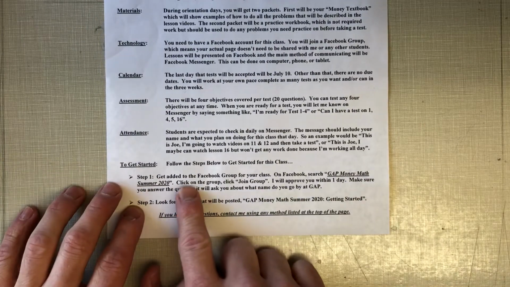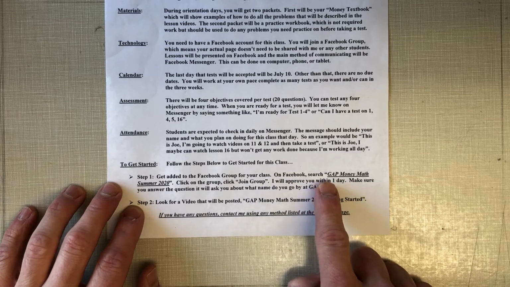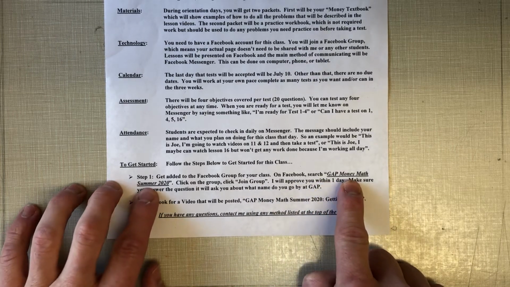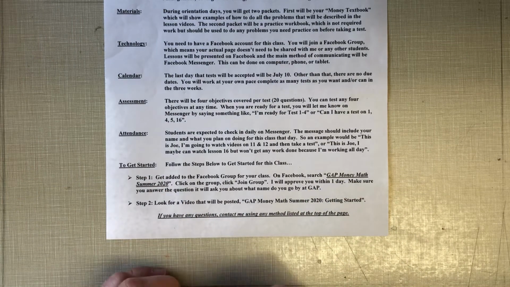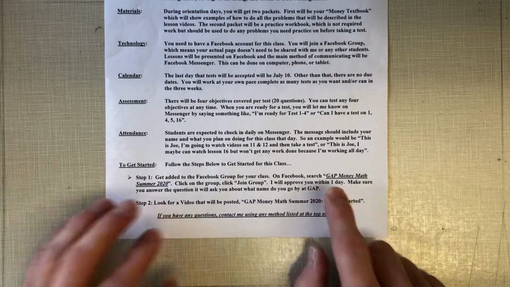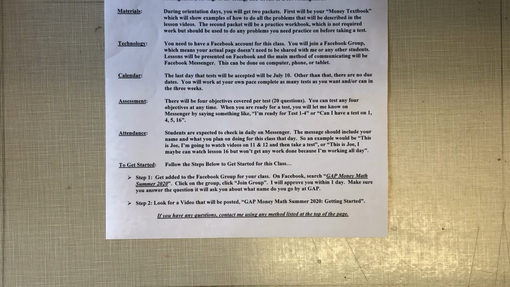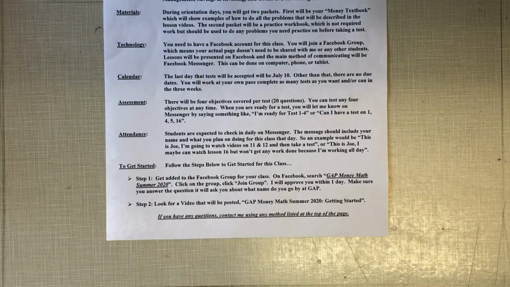To get started for this class, and this will be in your folder, you've got to get added to the Facebook group. So on Facebook, you're going to type in the search GAP Money Math Summer 2020. That'll show the group. After you hit enter for the search, click join, and then I will approve you within the day. Make sure you answer the question. It'll ask you what name do you go by at GAP, because many people use different names on Facebook.